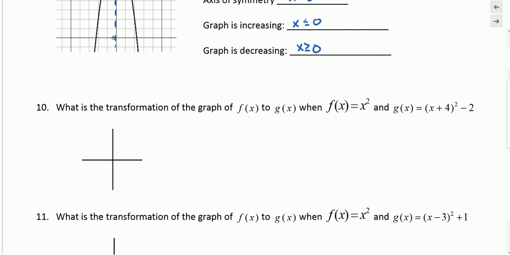What is the transformation of the graph of f to g? And we compare them. They're both opening down. They both have the same width. What's different is the vertex. The vertex of the first one is at 0, 0. Vertex of the second one is at -4, -2. And so how do we get from 0, 0 to -4, -2? We translate left 4 units and down 2 units.